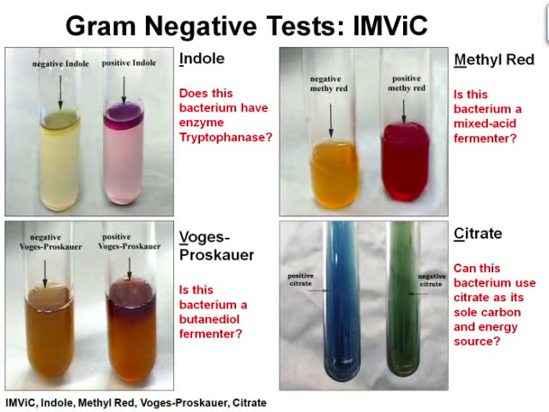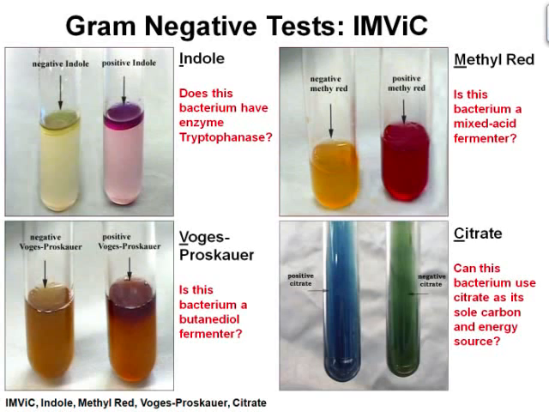Shown here are IMVIC tests, which are useful for differentiating the Enterobacteriaceae family, especially when used alongside the urease test. Except for the lowercase i, which is added for ease of pronunciation, each of the letters in IMVIC stands for one of these tests. I is for indole, M is for methyl red, V is for Voges-Proskauer, and C is for citrate. Indole production is an important characteristic in the identification of many species of microorganisms.